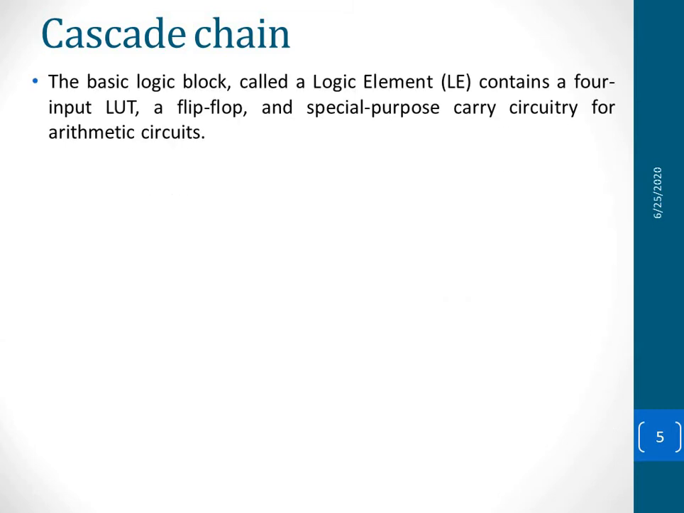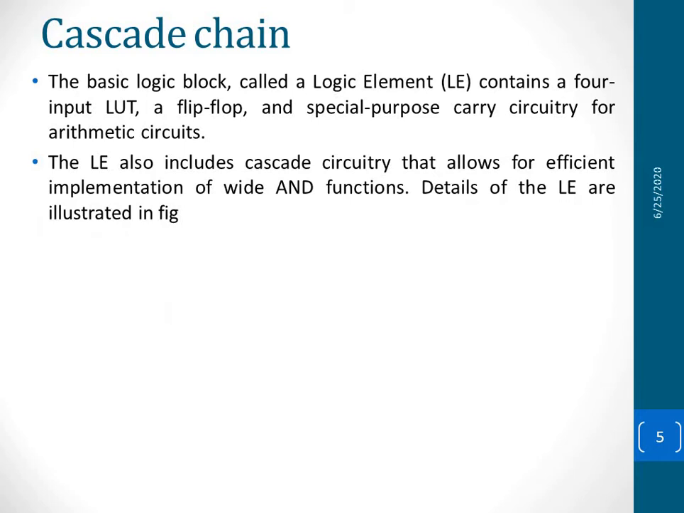So what is a cascade chain? The basic logic block, which is called a logic element, contains a 4-input lookup table. What is a lookup table? We have seen that in the previous video. It also has a flip-flop and a special purpose carry circuitry for arithmetic circuits. So the logic element, which contains the LUT, flip-flop, and special purpose carry circuitry, also includes a cascade circuitry that allows for efficient implementation of wired ANDing functions.